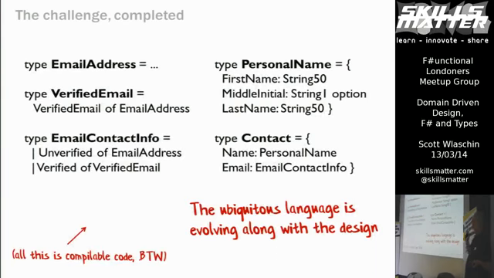By the way, this is compilable code, as always. This is not a UML diagram. This is not a comment. This is not an architecture document. This is code. Right? This is code and documentation in one thing.